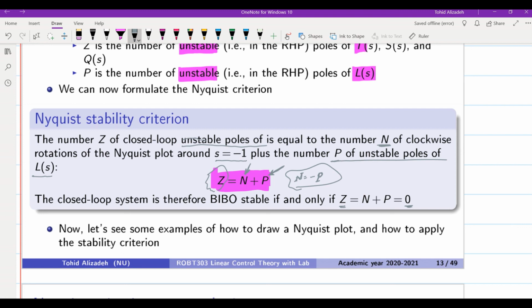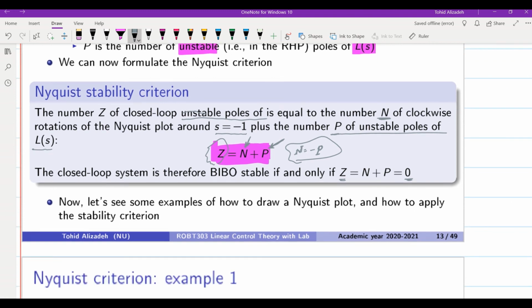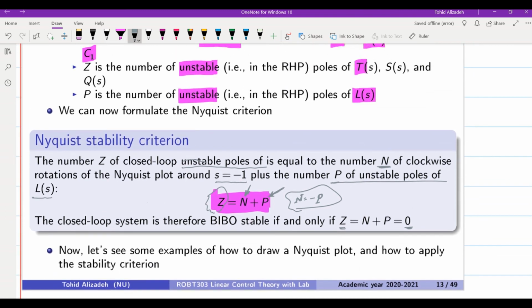Alright, so I think that's all for this video. In the next videos, we will go through a few examples where you will learn how to draw the Nyquist plot and how to determine the stability of the closed loop system using the Nyquist plot.